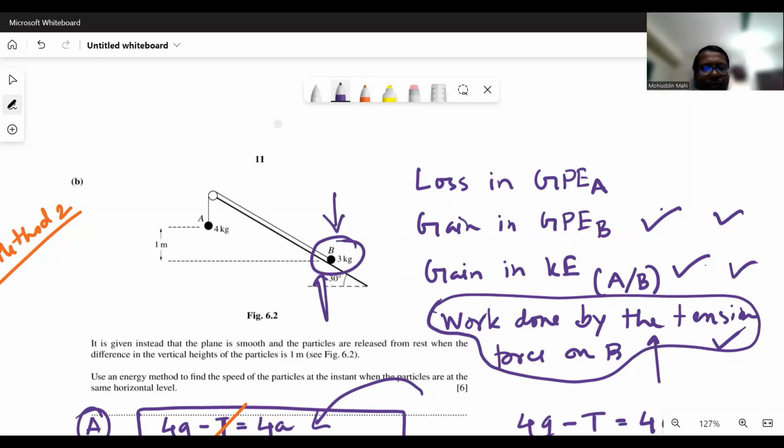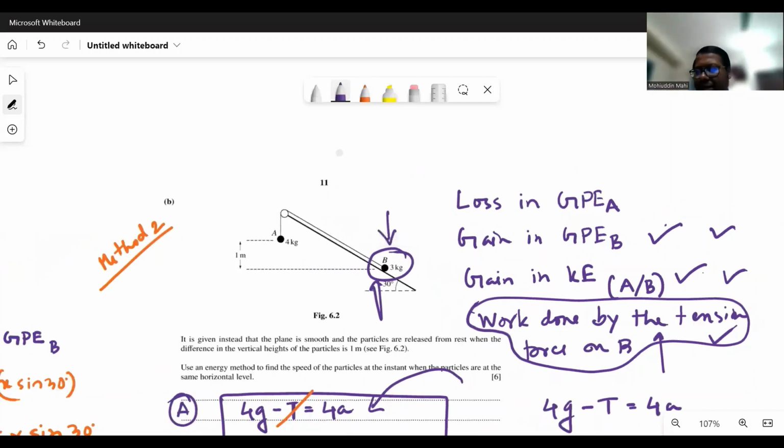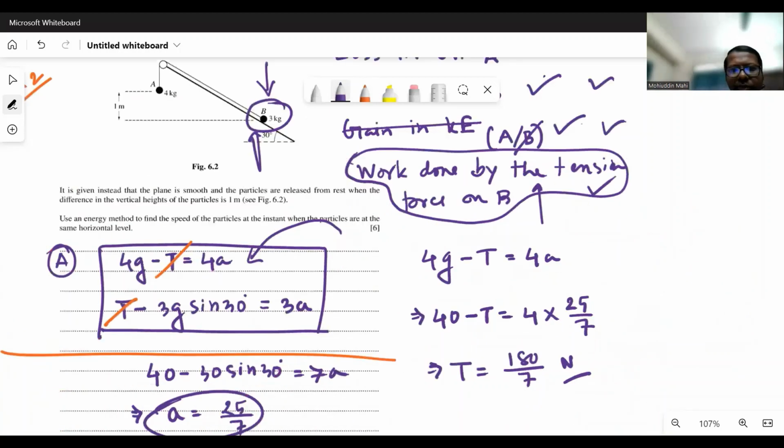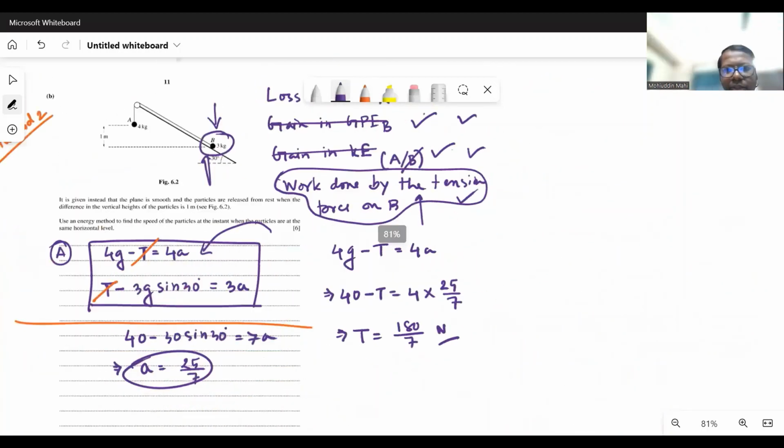So be very careful. All right. So as we're going to apply the work done by the tension force on B, we cannot consider gain in gravitational potential energy of B and gain in kinetic energy of B. We cannot consider that. All right. So let's write down the equation. The equation is going to be, I'm writing it in word equation form.